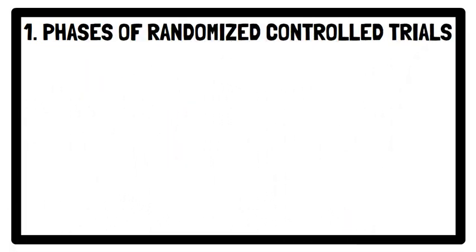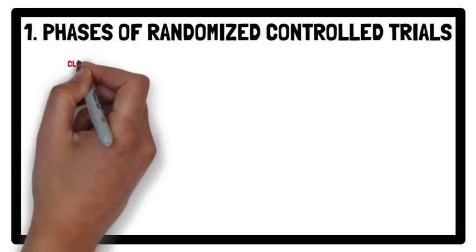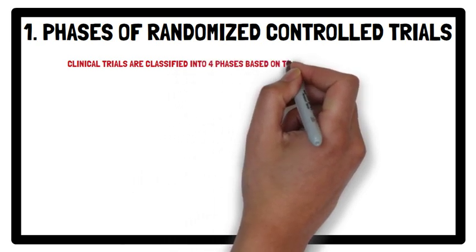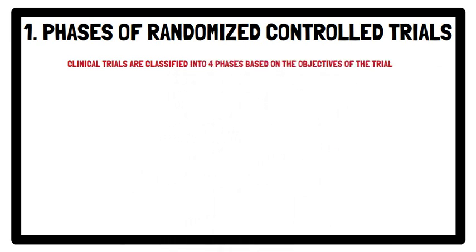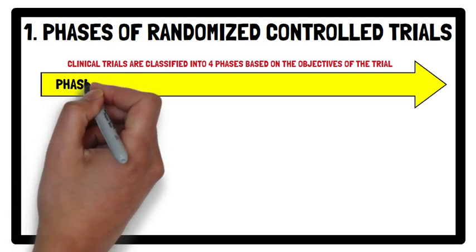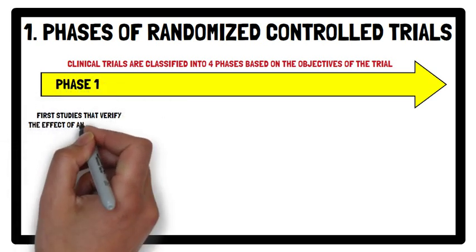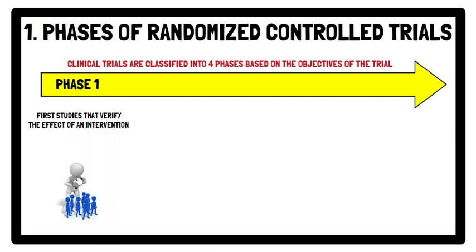To enhance our research design knowledge, researchers in S&C can learn something from clinical medicine. Clinical trials are classified into 4 different phases based on the objectives of the trial. Phase 1 trials are the first studies that verify the effect of an intervention and are usually carried out involving small samples.